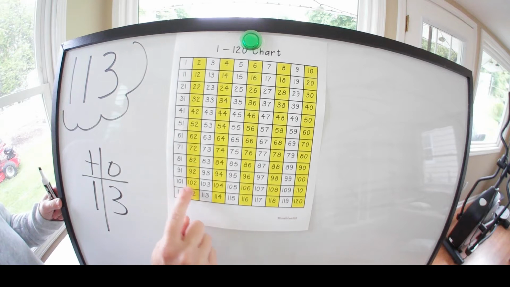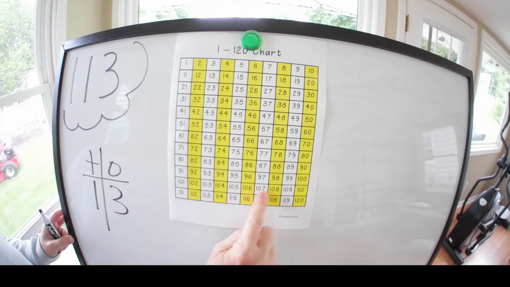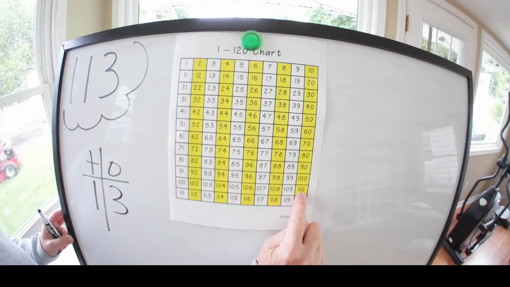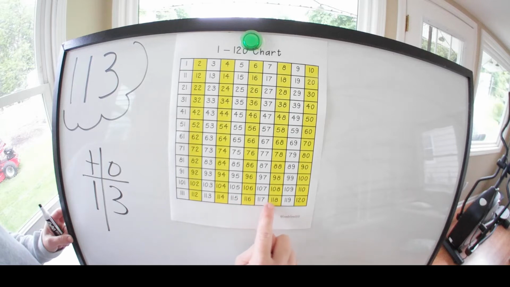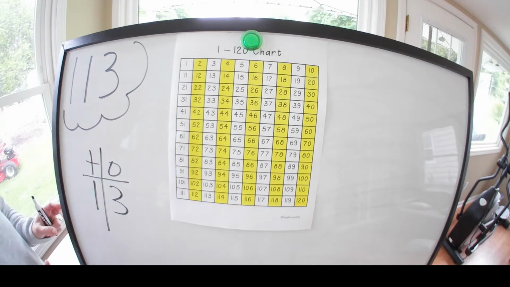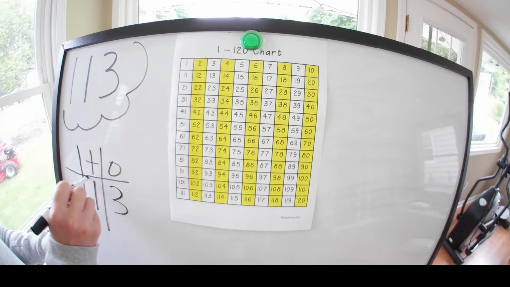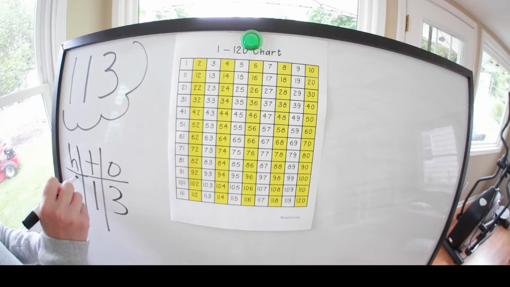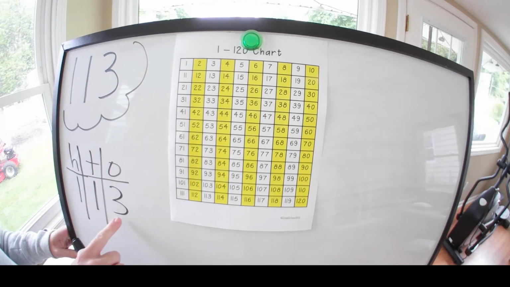So look at 1, 2, 3, 4, 5, 6, 7, 8, 9, 10, 11, 12, 13, 14, 15, 16, 17, 18, 19, 20. The only difference is it adds 100 to it. So it's adding another place value. So again, we add the hundreds here. So I have a 100, a 10, and 3 ones.